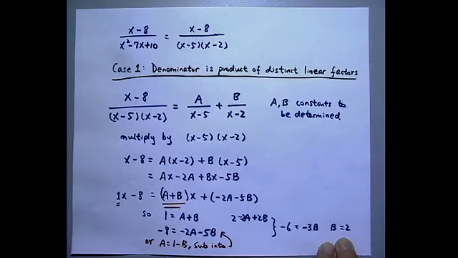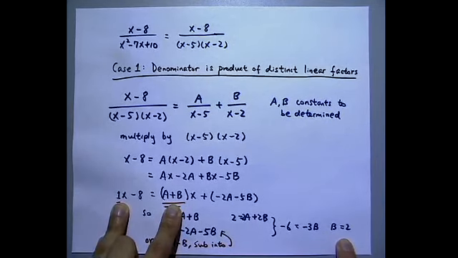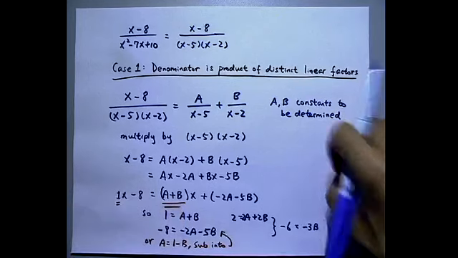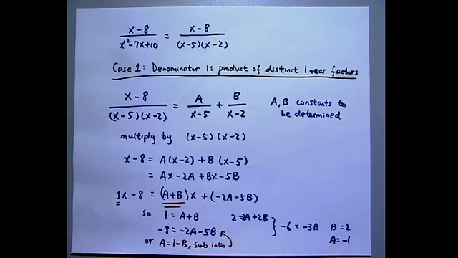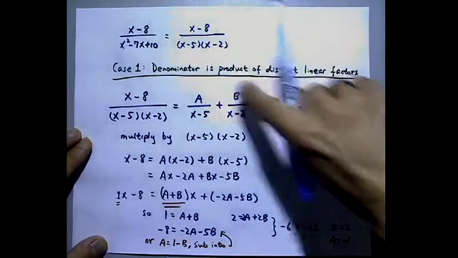Okay, now I know b, I know a too, because I know a plus b must be 1. If b is 2, then what should a be? Minus 1, right. Questions so far? Okay, so now we found out what a and b must be. So this and that, right?